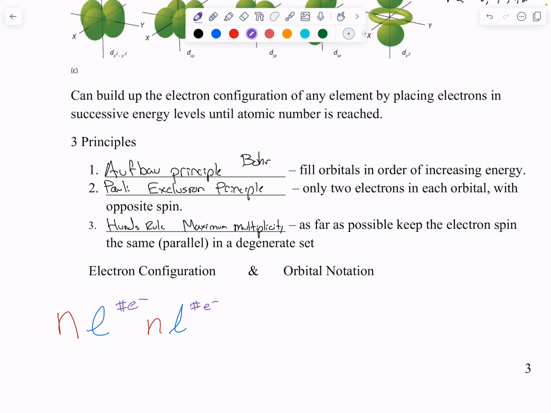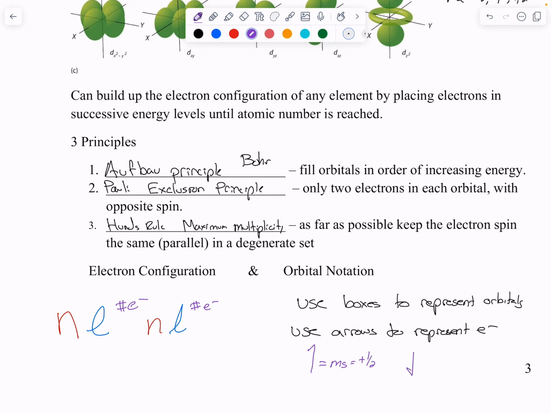With orbital notation, we use boxes to represent orbitals, and we use arrows to represent electrons. That would be ms equals plus 1/2, and that represents ms equals minus 1/2.